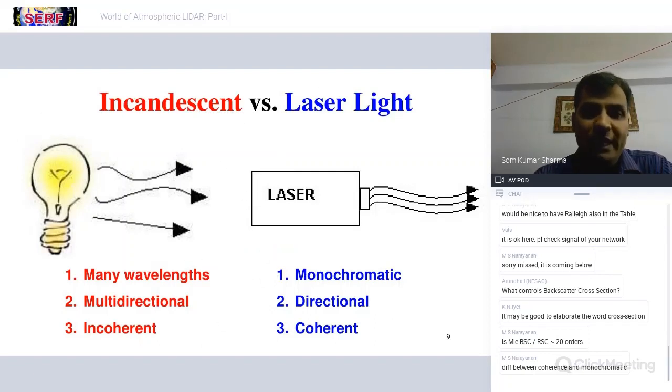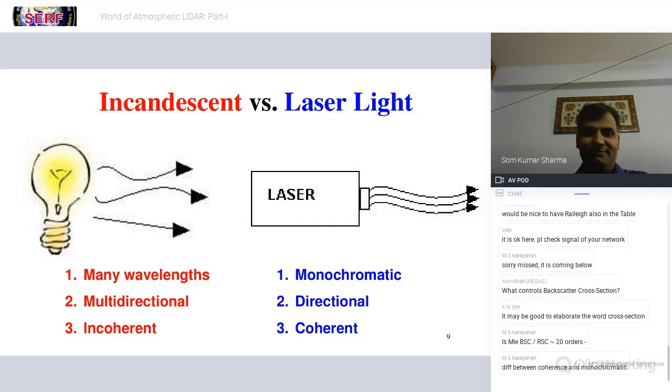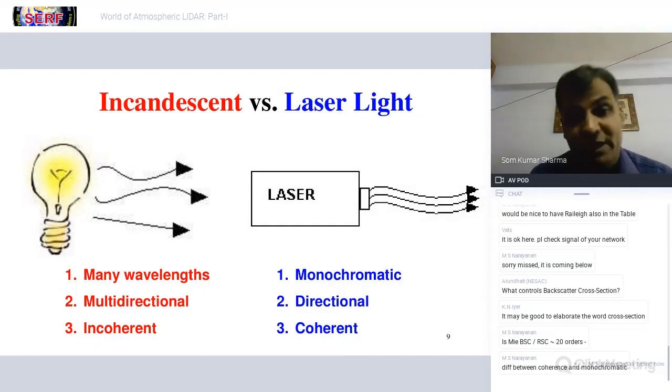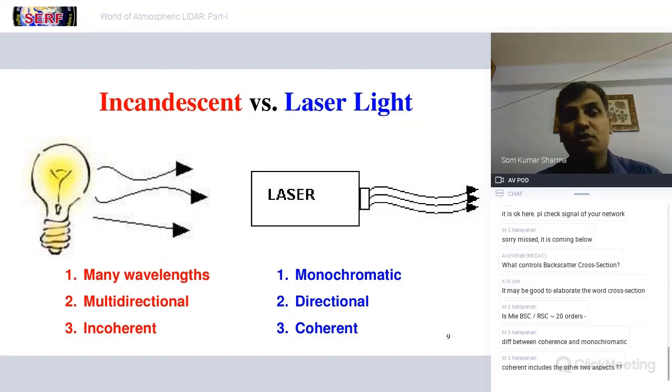If you go to the laser light, it is highly monochromatic, highly directional, and highly coherent. So this answers the question why laser is being used in lidars. Its monochromaticity, high directionality and coherency make it a useful source for lidar.